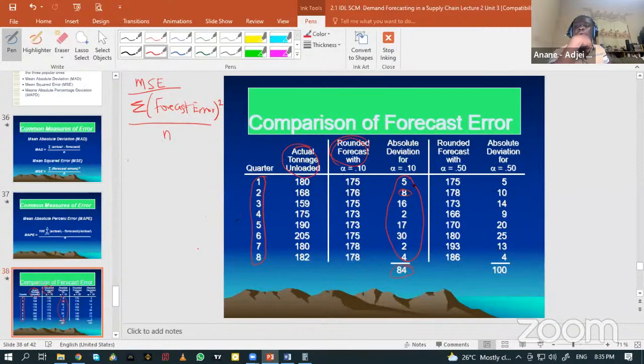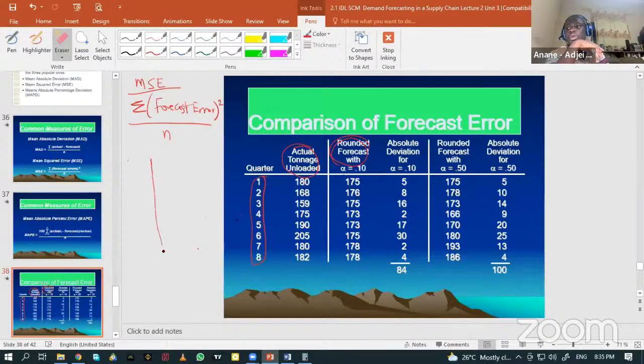So now we have been able to calculate the forecast error. Okay, so this is our forecast error, when we subtracted the forecast figure from the actual demand, the remainder, that is our forecast error. The difference between the actual and the forecasted figure, that is our forecast error.